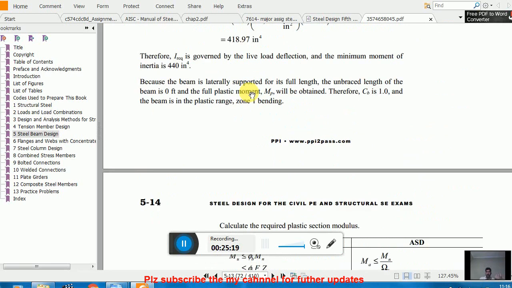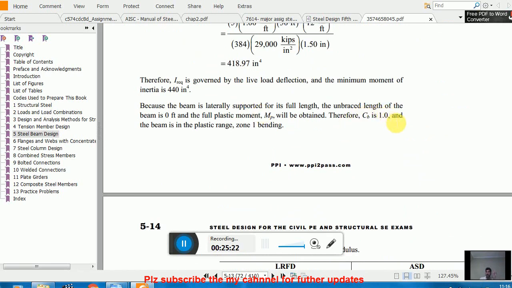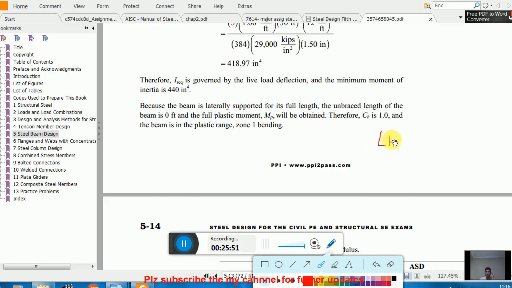So you see here, as the beam is simply supported and totally laterally supported, your unbraced length will be 0 feet and the full plastic moment Mp will be obtained. Therefore Cb is 1.0 and the beam is in the plastic range. Remember this point is very important: if your LB is less than or equal to Lp, your Cb must equal 1.